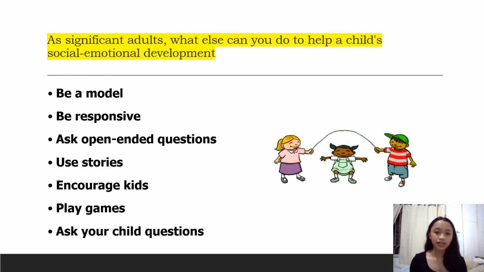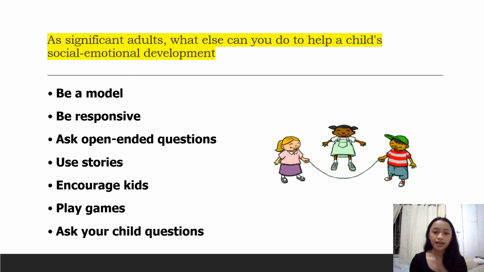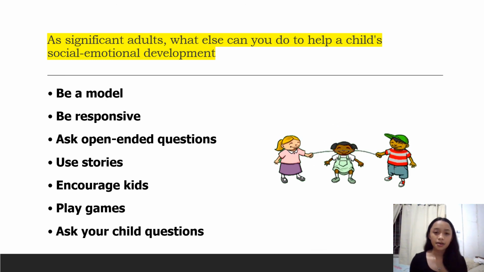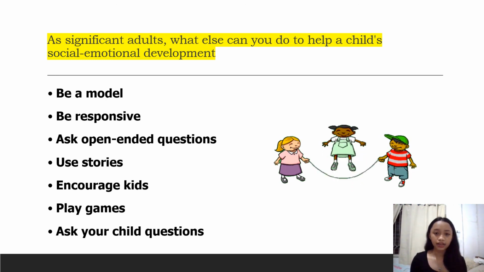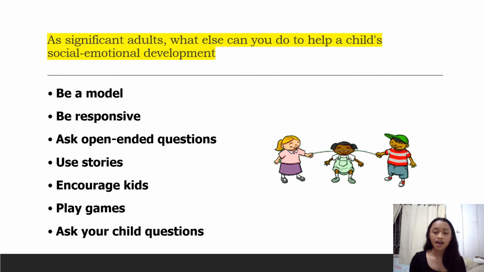Then encourage your kids to try new things and learn how much they can do, like giving them tasks that you think they can do, but if they can't, then that's your chance to develop their skills. Then next is play games to teach kids how to take turns, win and lose, share and negotiate, because the more you teach your children how to properly play a game, the more it will develop their sportsmanship.